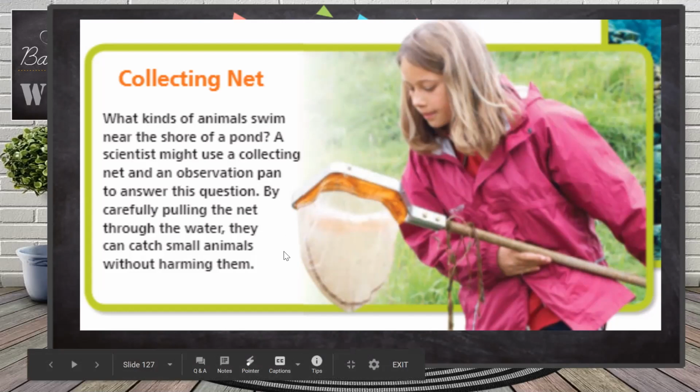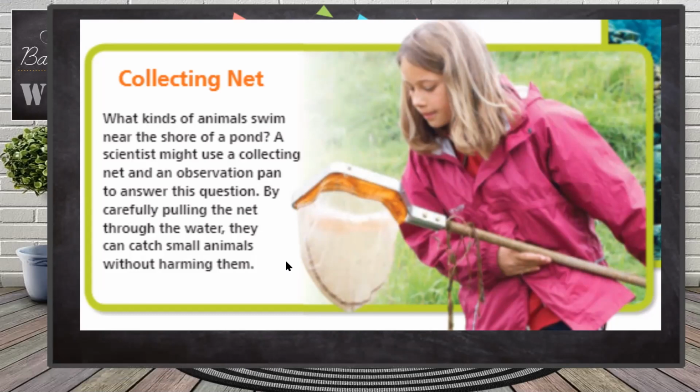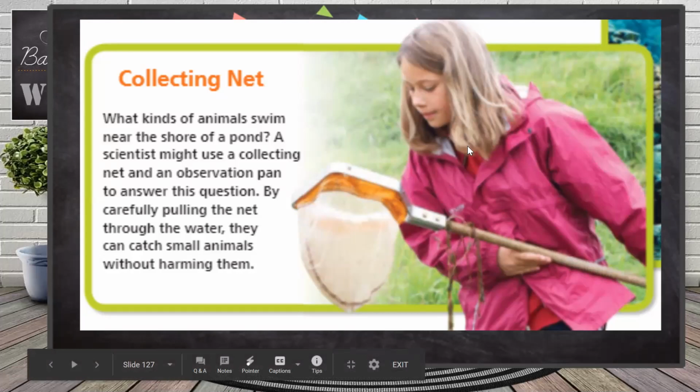Good job. Thank you. So just like you said, Amal, it's the same one we use in the pool to collect the dirt and leaves, dead leaves and everything. But here they use it in a pond to collect some flies or some insects that they don't want to harm. They want to study them. So they want to take them without harming them. So using a collecting net is the best way to do that.